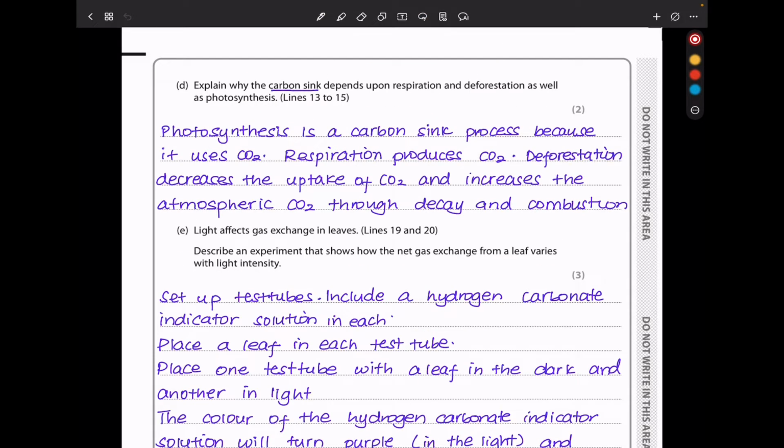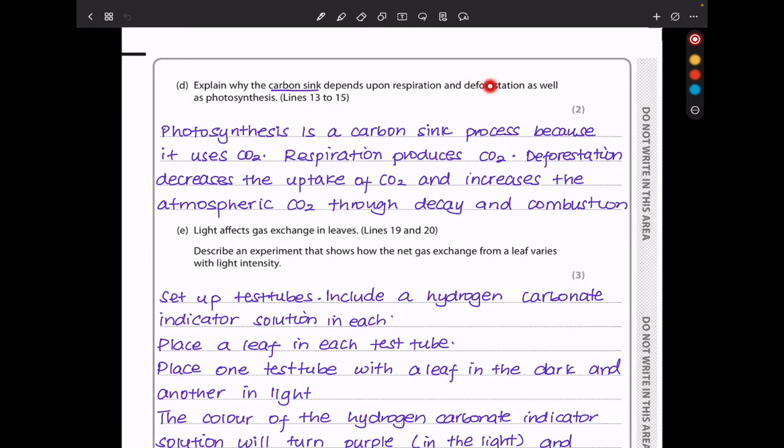In part D, explain why the carbon sink depends upon respiration and deforestation as well as photosynthesis. Photosynthesis is a carbon sink process because it uses up carbon dioxide from the atmosphere, fixing it to produce glucose as well as other carbohydrates that could be stored within the plant. However, respiration will use up those carbohydrates, producing carbon dioxide, and respiration will increase the atmospheric carbon dioxide, while photosynthesis is going to decrease it.